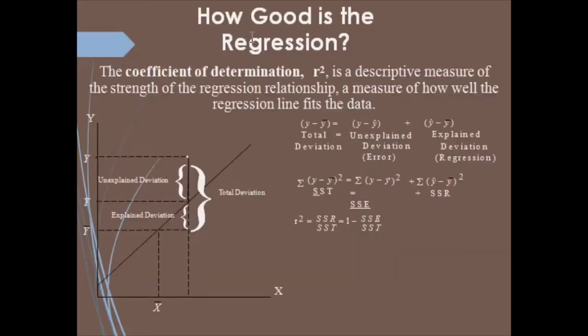This is how we know whether the regression is good or not. The coefficient of determination R square is a descriptive measure of the strength of the regression relationship, a measure of how well the regression line fits the data. The total deviation includes unexplained deviation plus explained deviation. So the R square formula is 1 minus the sum of squares of error over the total sum of squares.